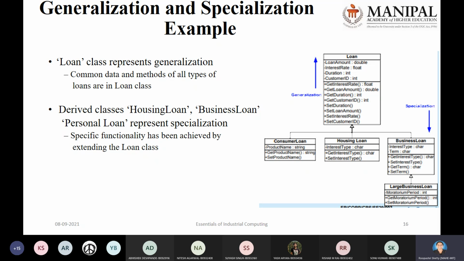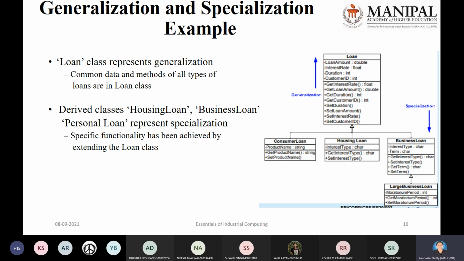In the diagram you can see the example of generalization and specialization, a class diagram representing the generalization specialization hierarchy for the loan system of Global Commerce Bank. It is Global Commerce Bank, right, in the case study. So that class diagram is shown here in the slide. Any doubt?